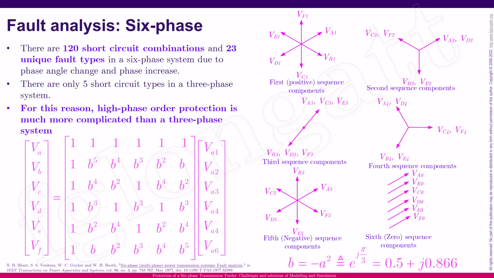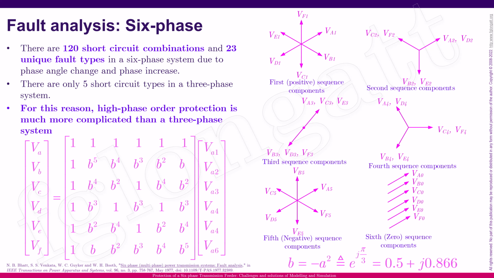If we are in a three-phase system, we have positive, negative, and zero sequence. And that is because we are using a three-phase system. But when we are using a six-phase system, of course, we have more components. We have the first, the second, the third, the fourth, the fifth, and the sixth sequence components. And that is because the number of possible lines increases from 3 to 6.